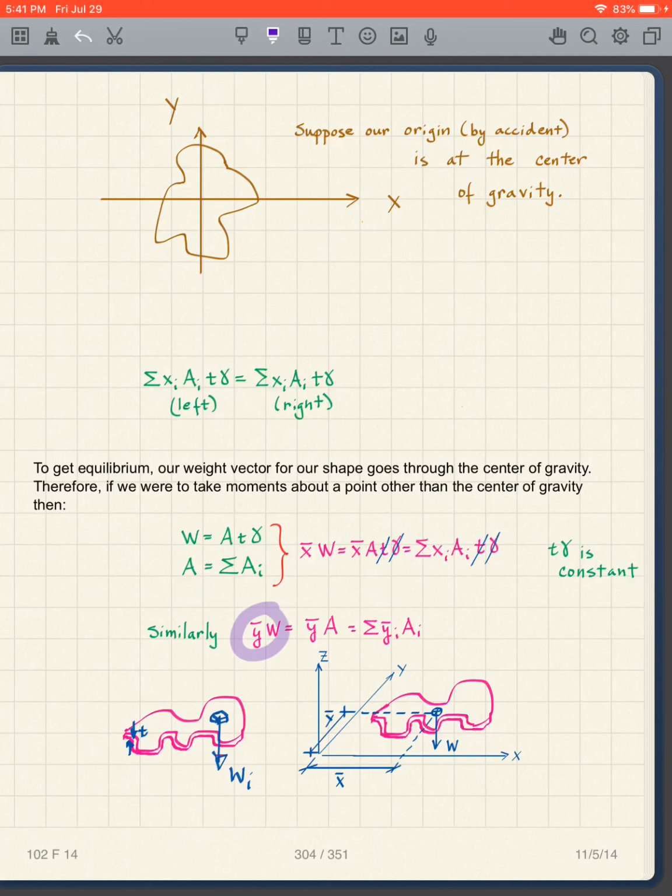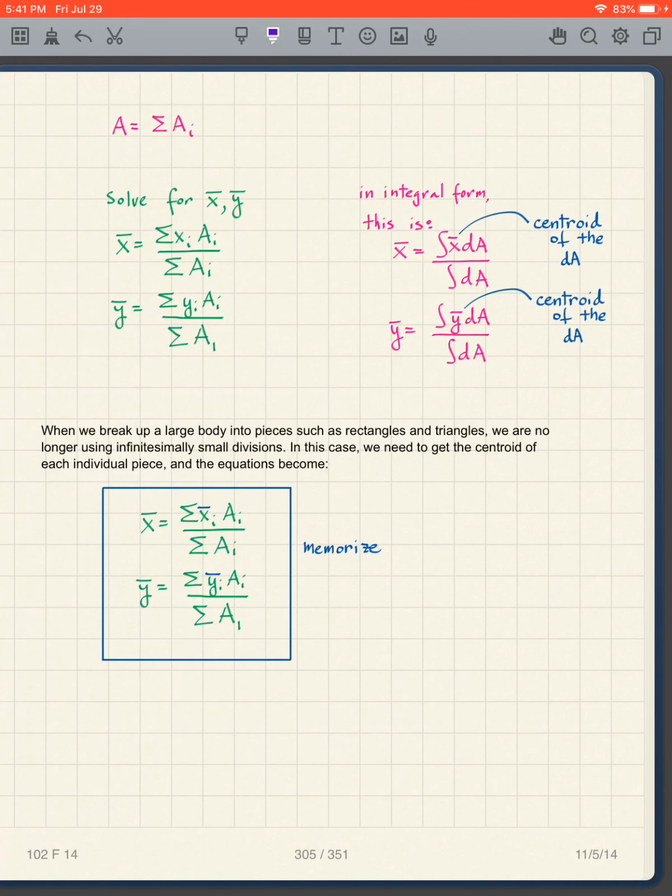and I can do it similarly for y bar times W. It's going to be the sum of the yi Ai. So solving for x bar and y bar, I get that x bar is the sum of the xi Ai over the sum of the Ai. And so, yeah, I skipped a step. The area is equal to the sum of the Ai, right? And similarly, y bar is going to be the sum of the yi Ai over the sum of the Ai.